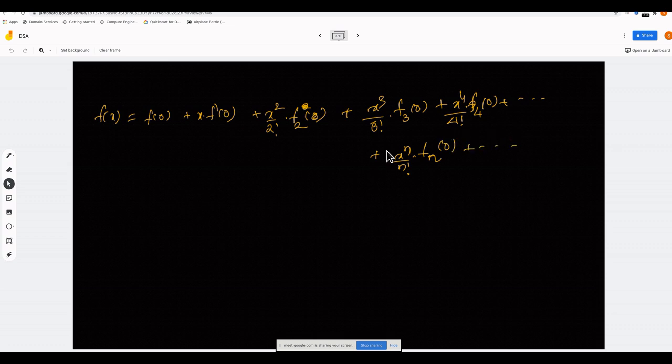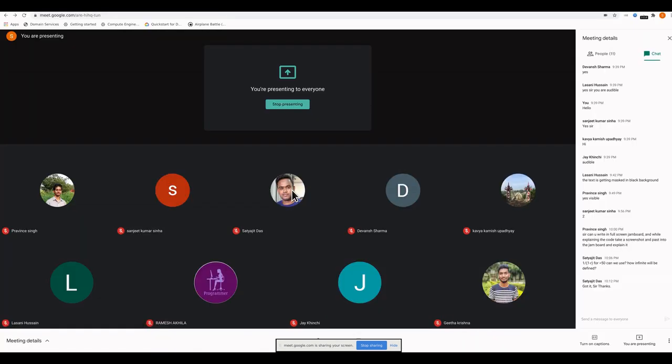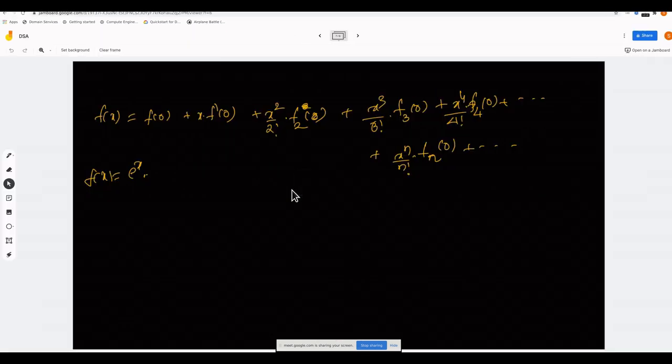Let us try to do something with e power x. Let's say f of x equal to e power x and try to get this. Feel free to let me know through the comments if this is trivial, or if you have already gone through this in your undergraduate course, so we can skip it. Otherwise, let me quickly cover it.